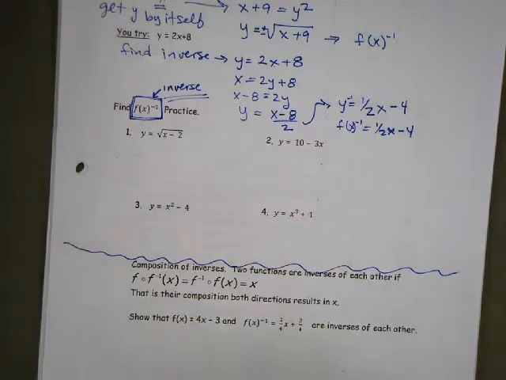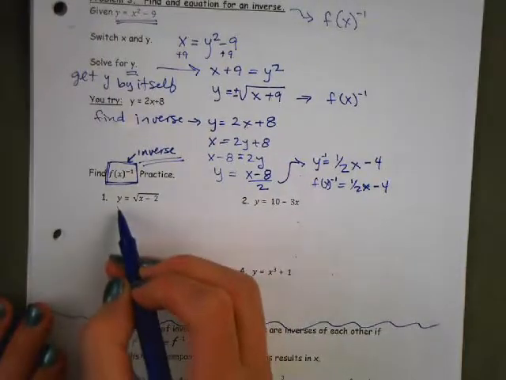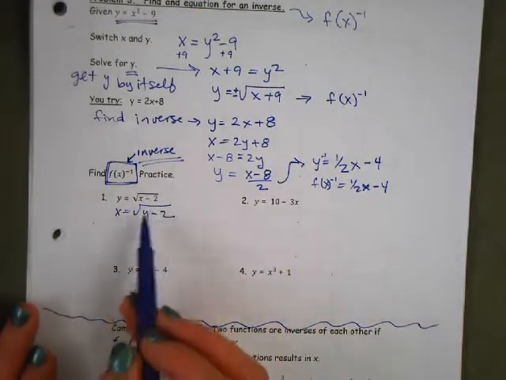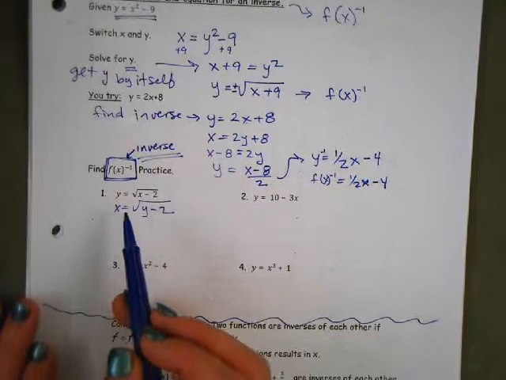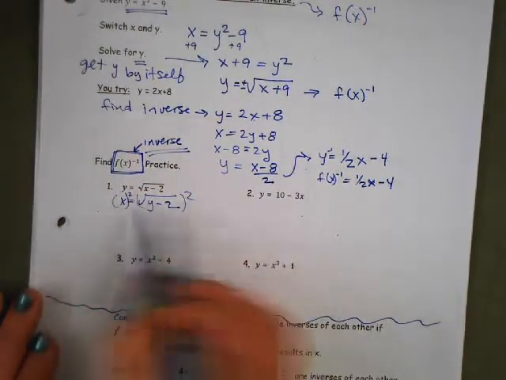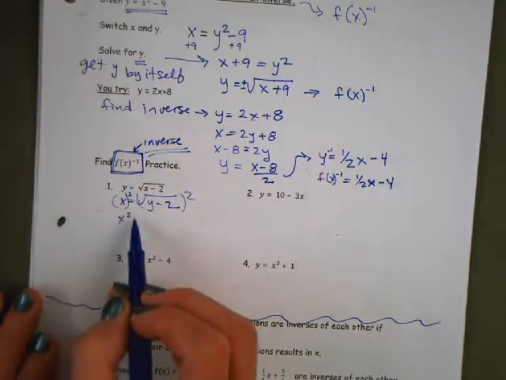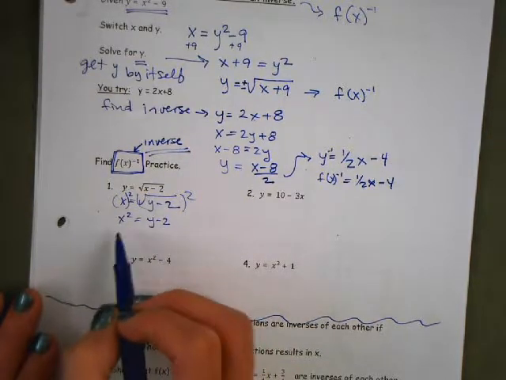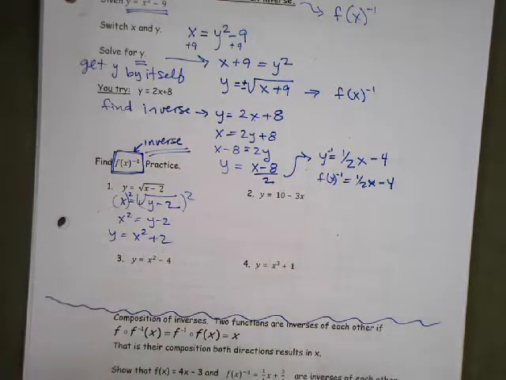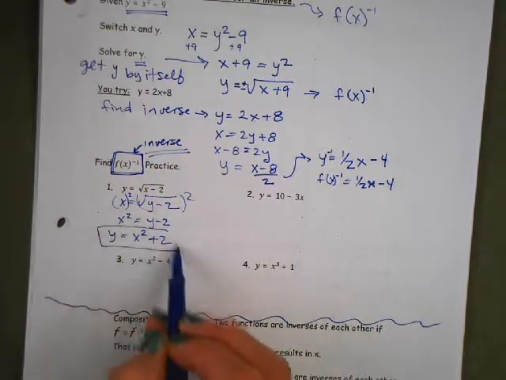Okay? Alright, on the first one here, you switch. So x equals the square root of y minus 2. I need to get y by itself, so I'm going to square both sides. Squaring both sides allows me to then get rid of the square root. So this becomes x squared equals y minus 2. Add 2 to both sides, so y equals x squared plus 2. Okay? Did y'all get that?